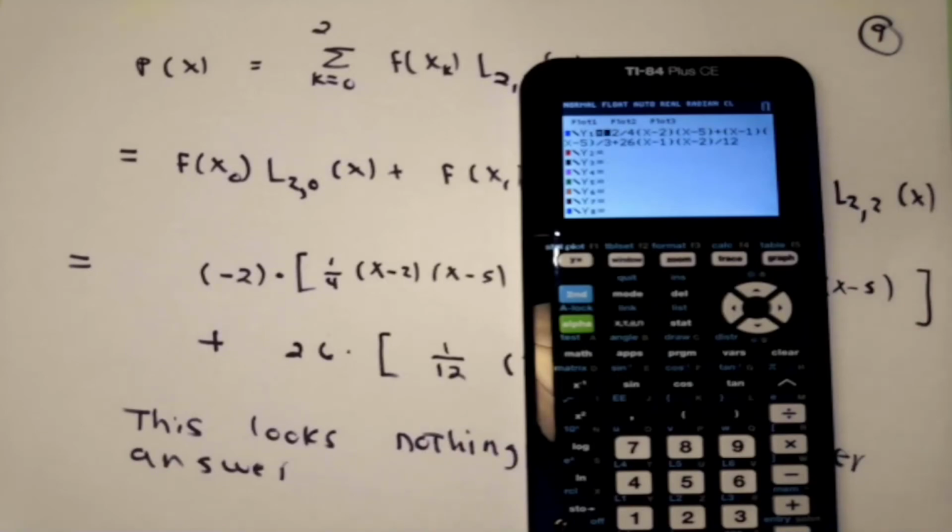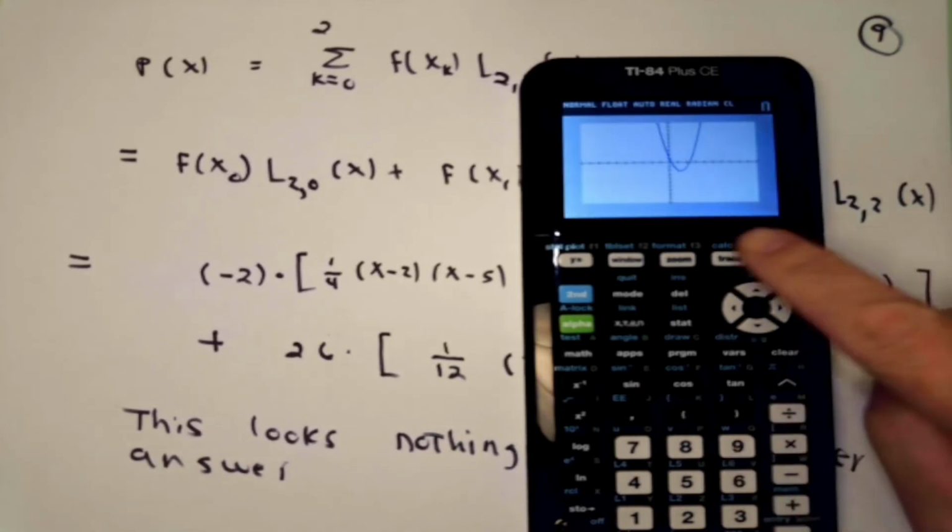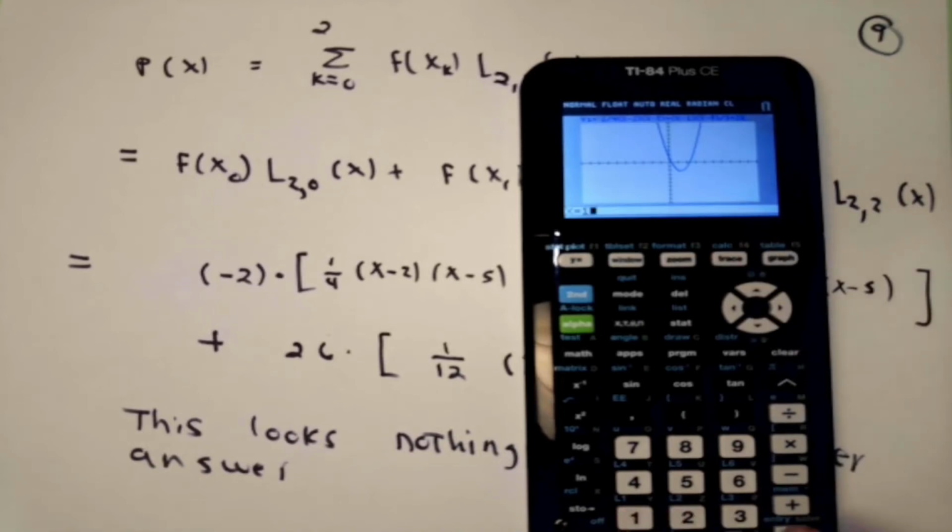I've typed the polynomial that I got into my calculator, making no particular effort to simplify it. I'll draw the graph of it, and then I'm going to use the trace feature to see if the y-coordinates on the graph are what they're supposed to be. That one worked out all right. That one worked out all right. And that one worked out all right.